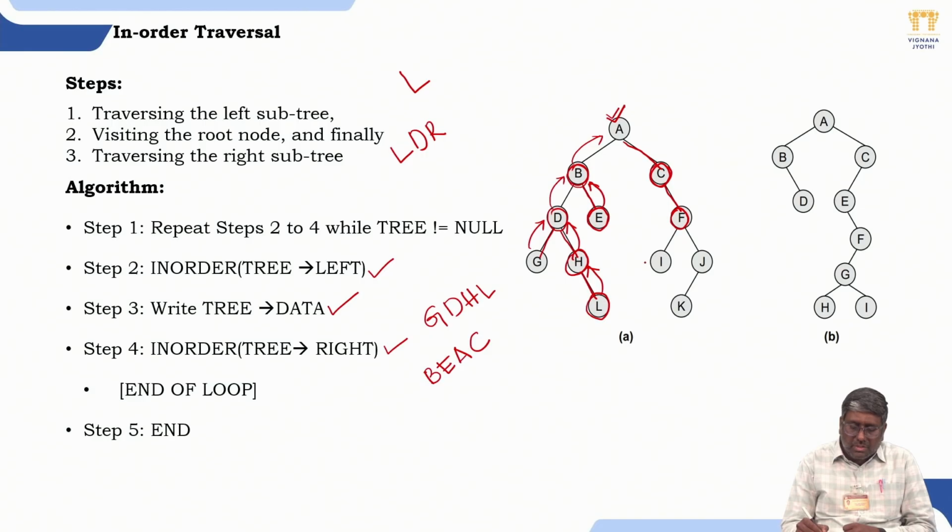So F has the left child I. So first go to that left child and visit that left child I, then only we can visit this F. Then after F go to the right subtree of J. Now the J node will be visited only after visiting its left child. Okay, so here the left child of J is K. So after visiting K, then visit J. So this is nothing but in order traversal.